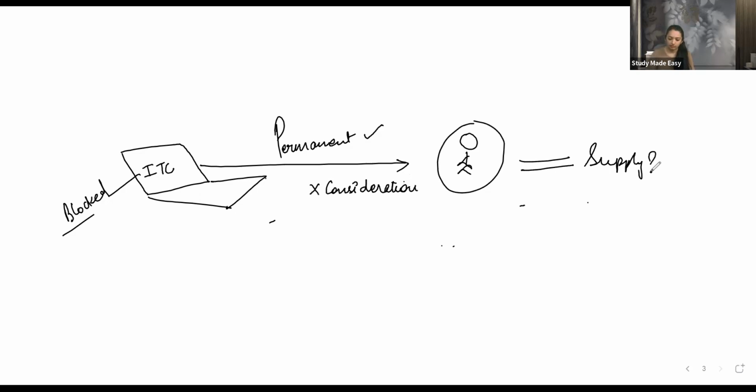Tell me. Not a supply. It is a permanent transfer, okay. Consideration, no. ITC blocked. Not a supply since ITC is not available. Yes or no? Supply, yes or no? Quickly. No, not a supply.